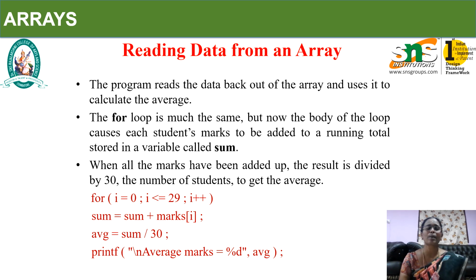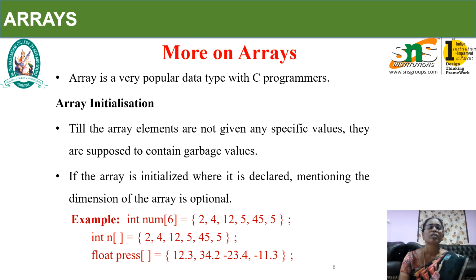The sum is equal to sum plus marks[i]. Each time the loop increments, it gets the value at the next position and adds it to the sum, and the average is calculated with the formula average equals sum divided by 30. The array is a very popular data type in C programming.